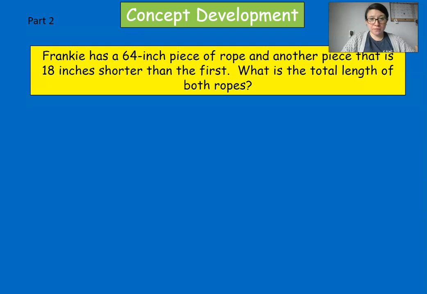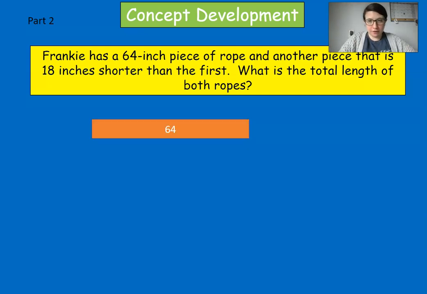What do we know? We know that Frankie has a 64-inch piece of rope. Perfect. We know he has a second piece of rope, but do we know how long that piece is? Not yet. We have to figure that out. How can we figure that out? Let's do a tape diagram.